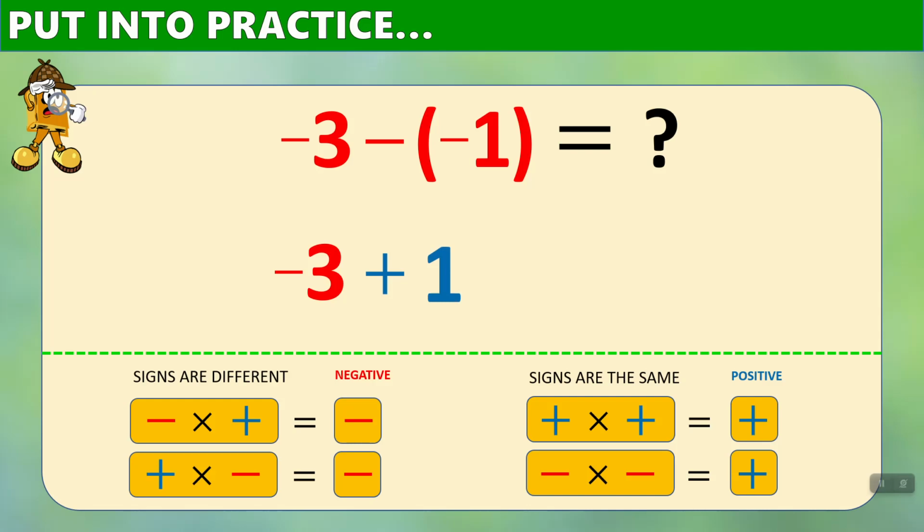And now minus 3 plus 1, we know when the signs are different in this case, we subtract and keep the sign of the bigger number. 3 take away 1 is 2. And since the 3 is bigger, we use the negative sign, negative 2.